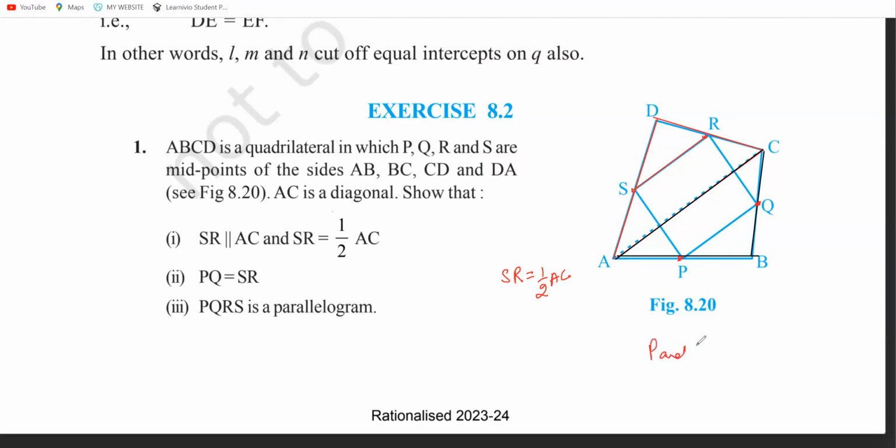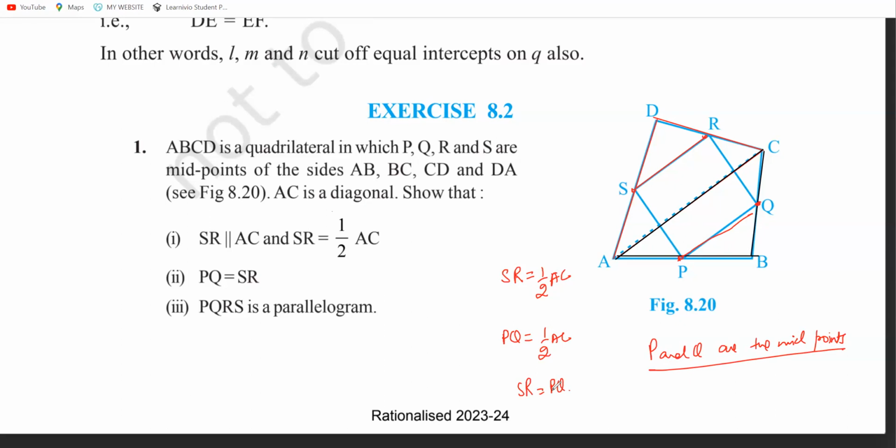P and Q are the midpoints. So you can say that PQ will be parallel to AC and PQ will be half of AC. So this is equal to half AC, and this is also equal to half AC. So you can say that these two are equal. SR will be equal to PQ.